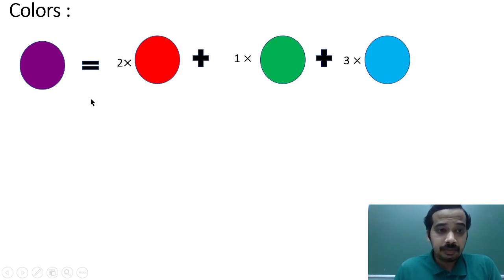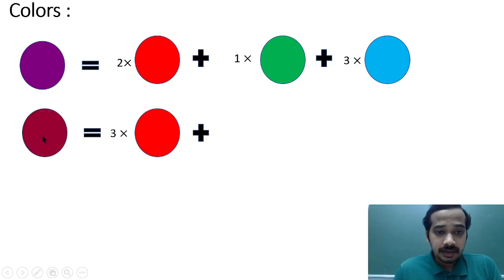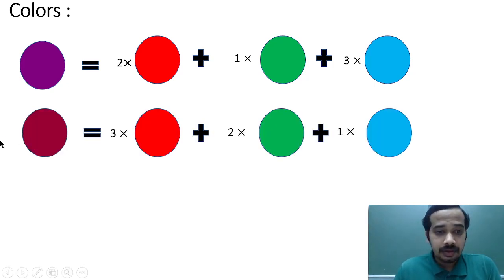Suppose in this particular case I obtained this color by mixing these three colors RGB in this particular ratio, 2 is to 1 is to 3. Similarly, I obtained this color by combining RGB in the ratio 3 is to 2 is to 1. We can generate any other color by combining these three basic colors RGB.